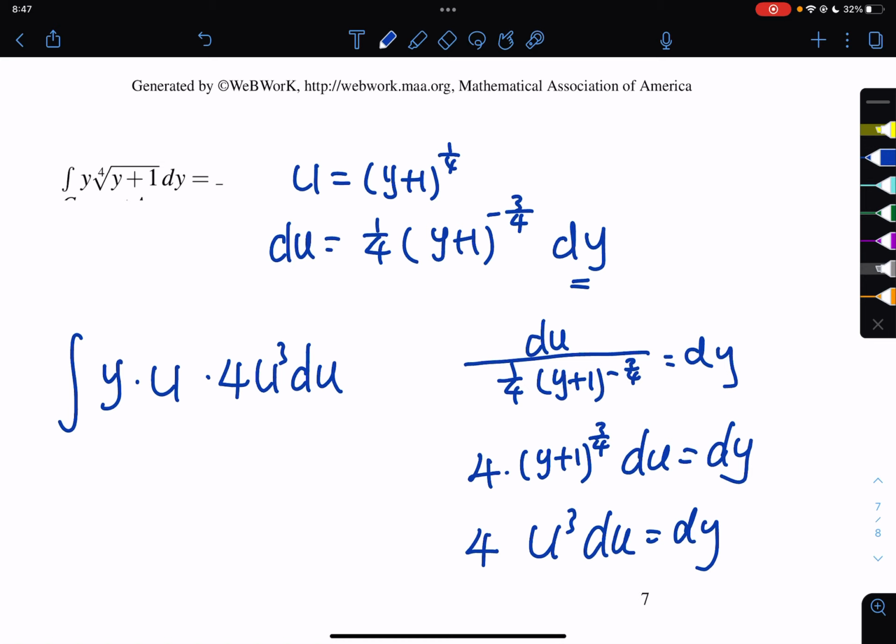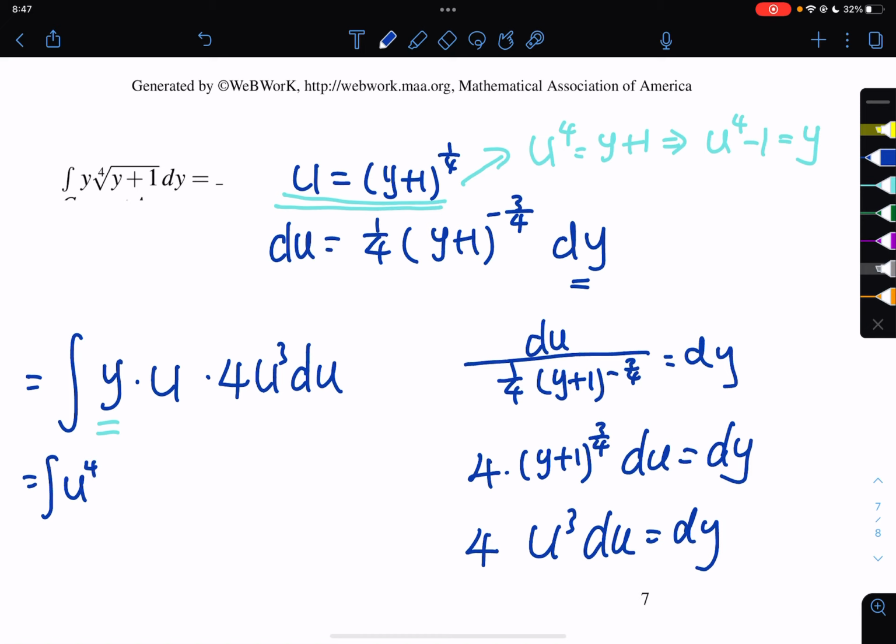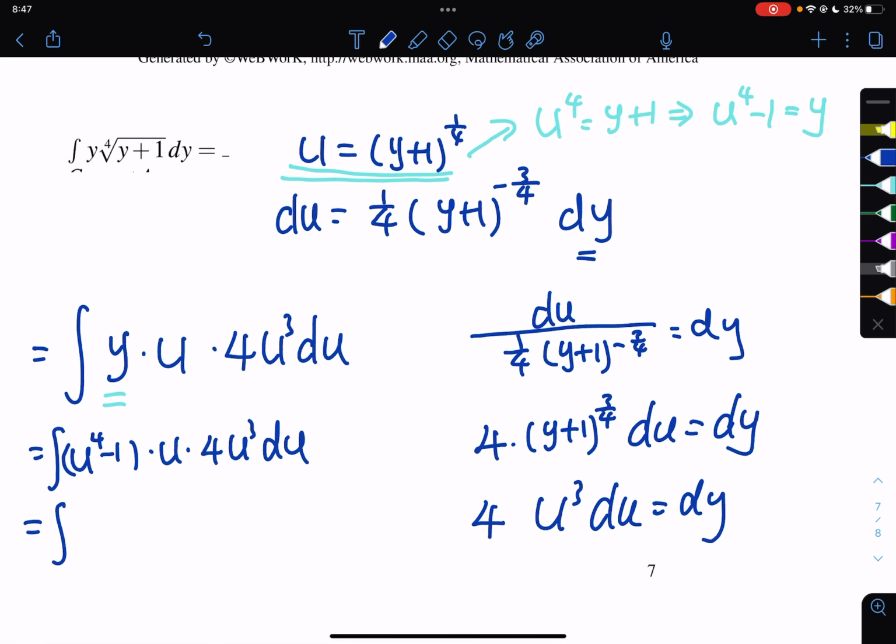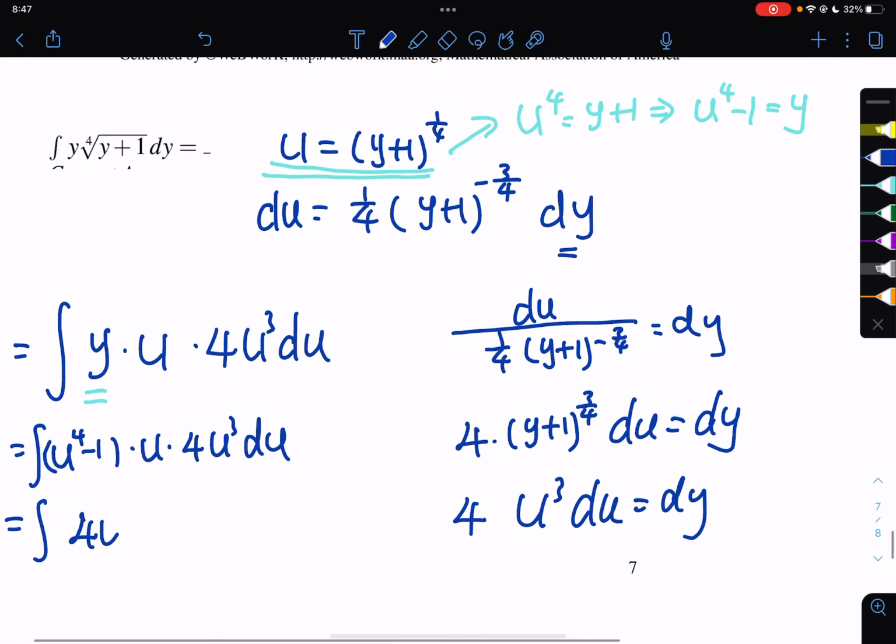All you want to do is to make sure your expression only has u in it other than constants. So having y is a little bit problematic. I still need to get rid of this y, so if I look at the original connection, I'm going to end up with u to the power of 4 is y plus 1. Therefore, u to the power of 4 minus 1 is supposed to be y. So my problem can be phrased as u to the power of 4 minus 1 multiplied by 4u cubed du. Well, it's not too bad. U to the 4th times u to the 3rd, so it's 4u to the 8th minus 4u to the 4th du.